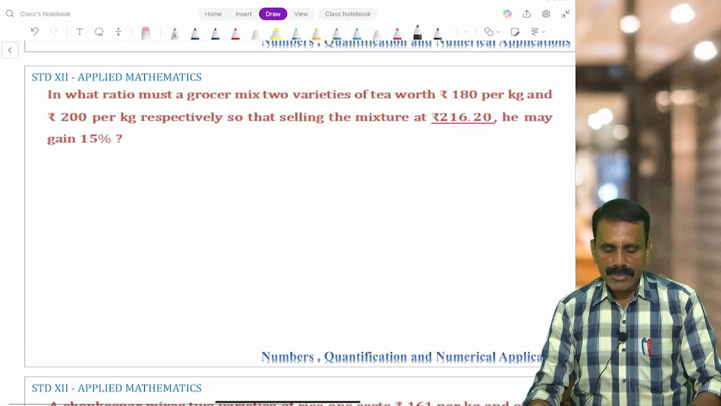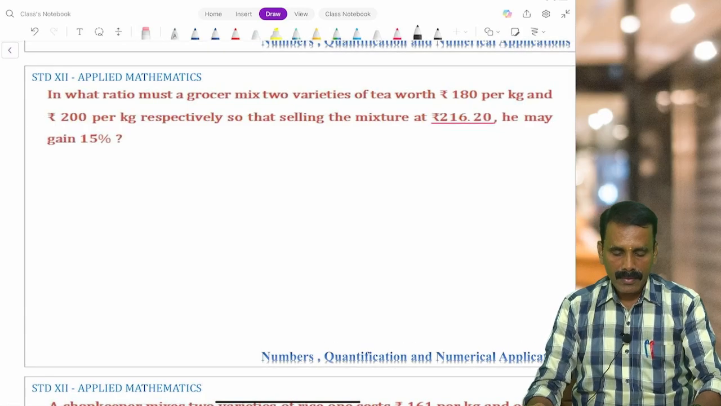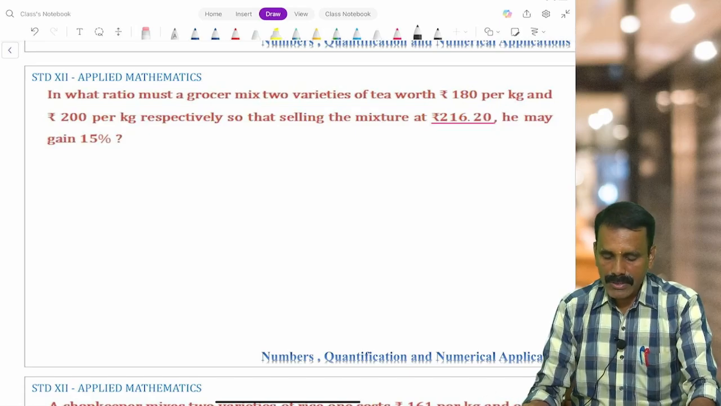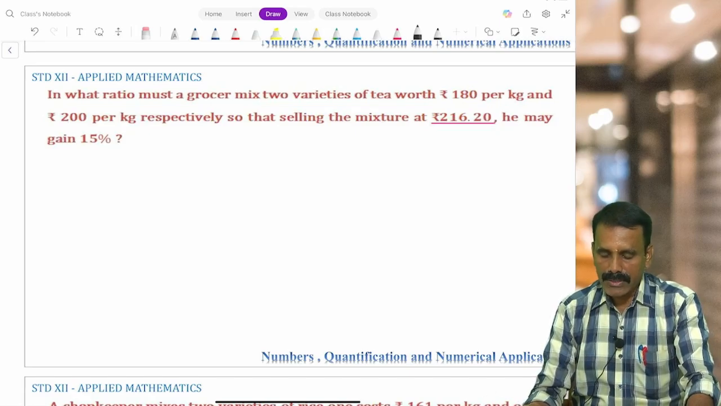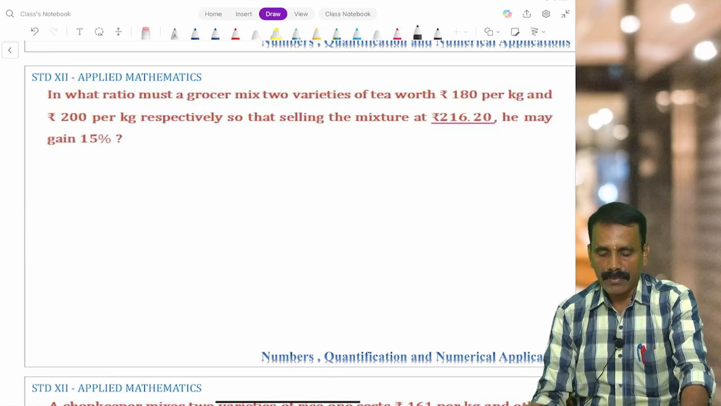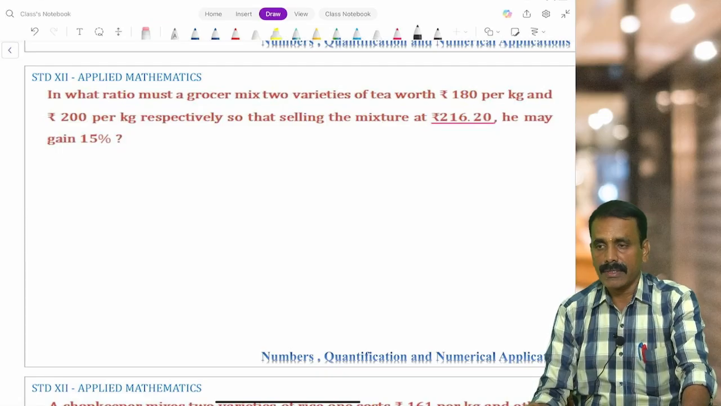This is a very typical question. In what ratio must a grocer mix two varieties of tea? One is costing rupees 180 per kg and the other one is going to be rupees 200 per kg respectively, so that selling the mixture at 216 rupees 20 paise, he will have a gain of 15%. He will have a gain of 15%.